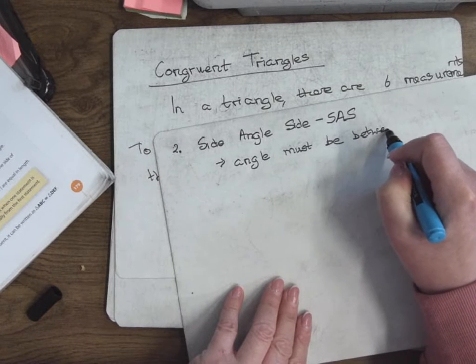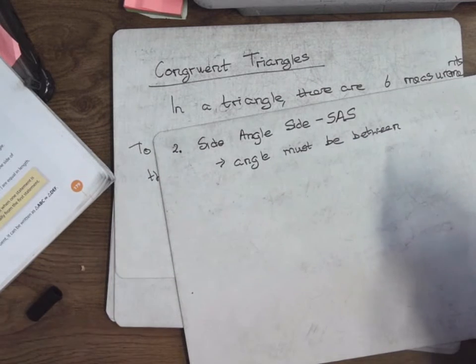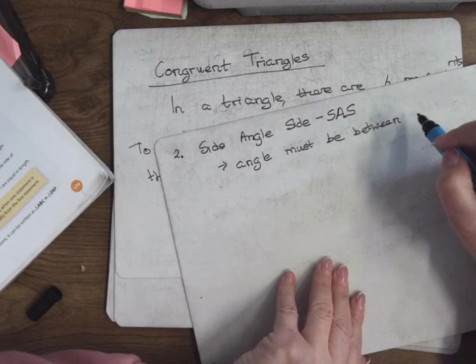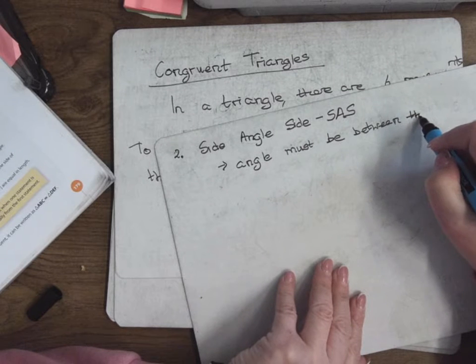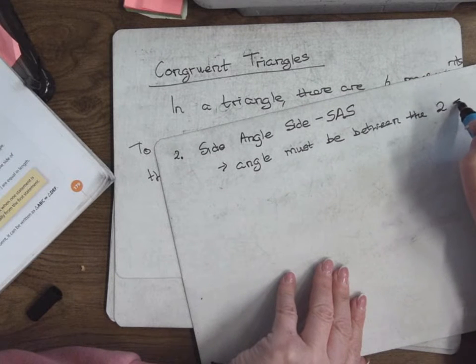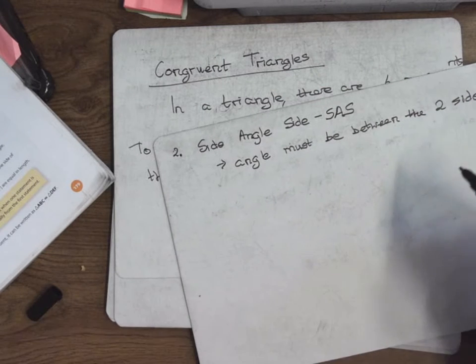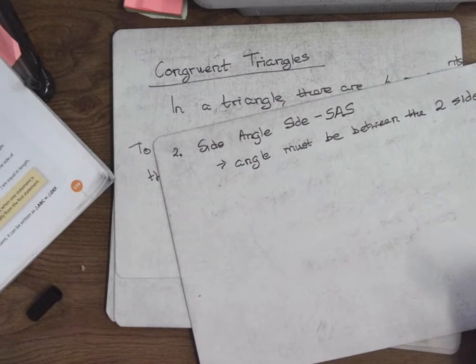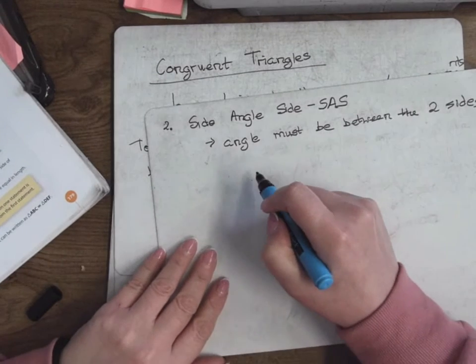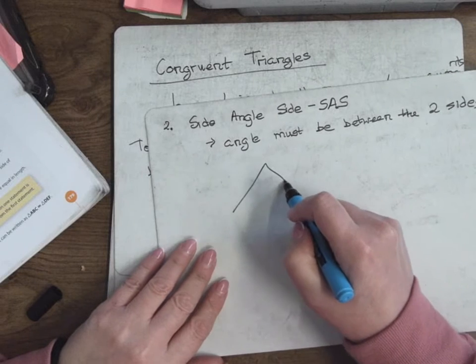That's why we put the A in the middle and don't spell it S, S, A. We put the A in the middle because the angle has to be between the 2 sides. Because I could have spelt it angle side side, and that would be way more fun. But the angle has to be in the middle. Is that okay? So that's why we went with SAS, right? So again, I have 2 triangles.